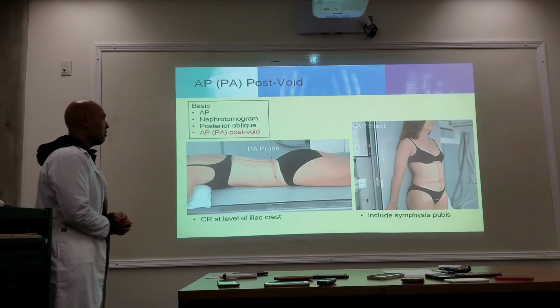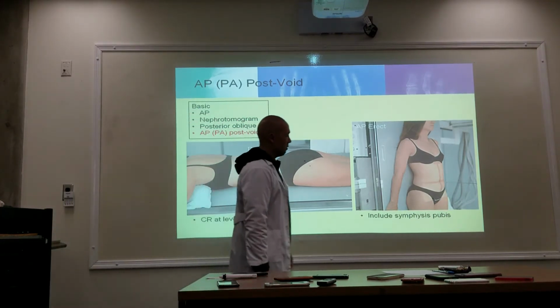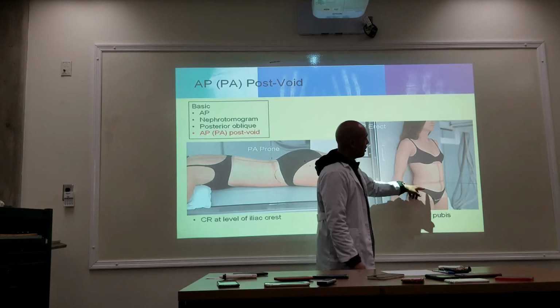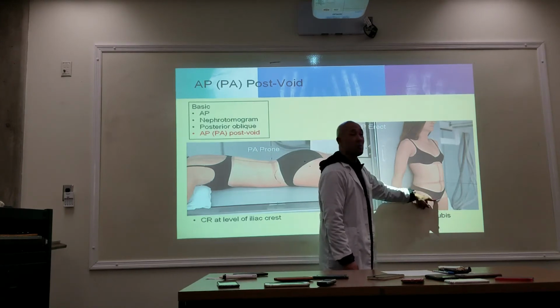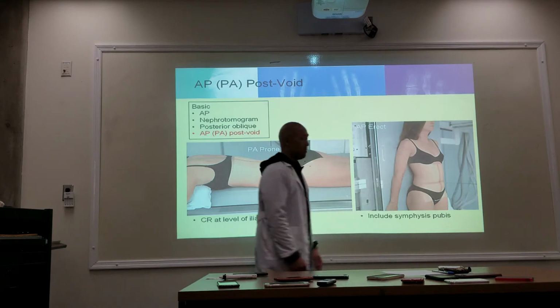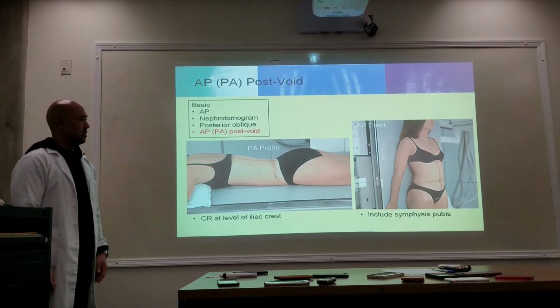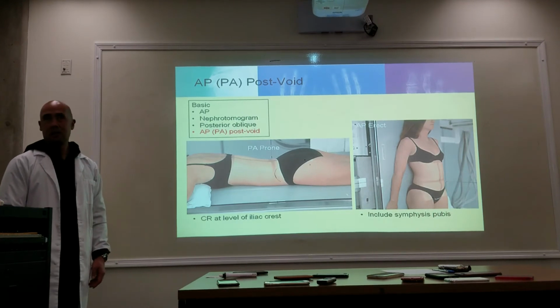Okay? And then your post void. You're either going to do it prone, again, you center at the iliac crest, okay? Especially with the upright, you really want to make sure you get the symphysis pubis because we are evaluating for prolapsed bladder. So she's still on the table, but the table is moved? Yeah, she's just standing up on a foot pedal.